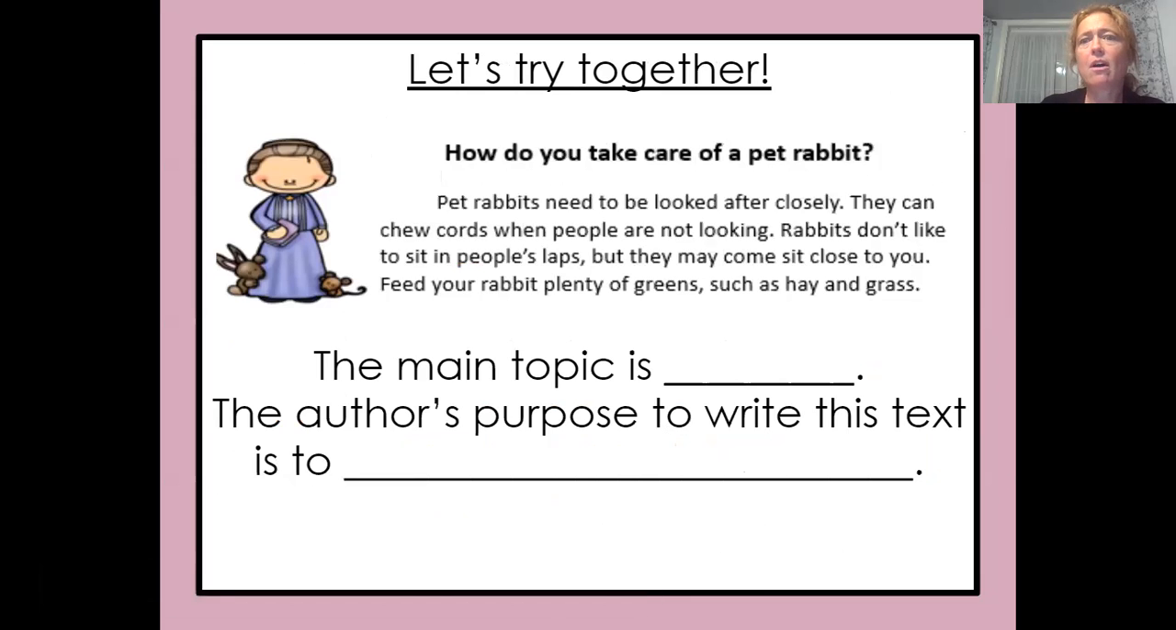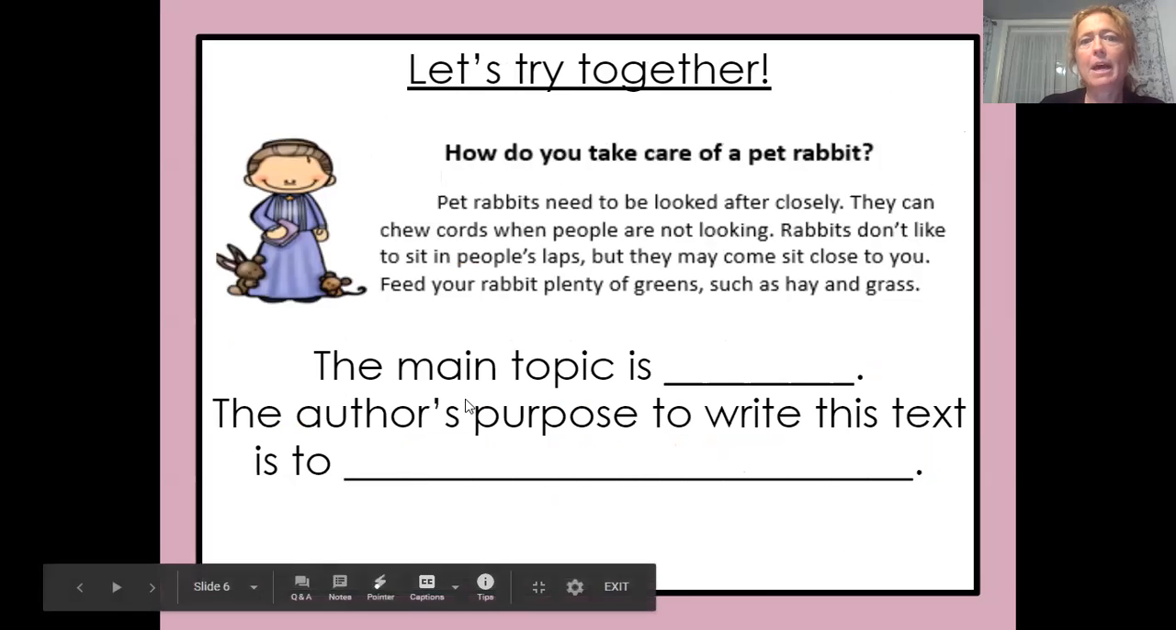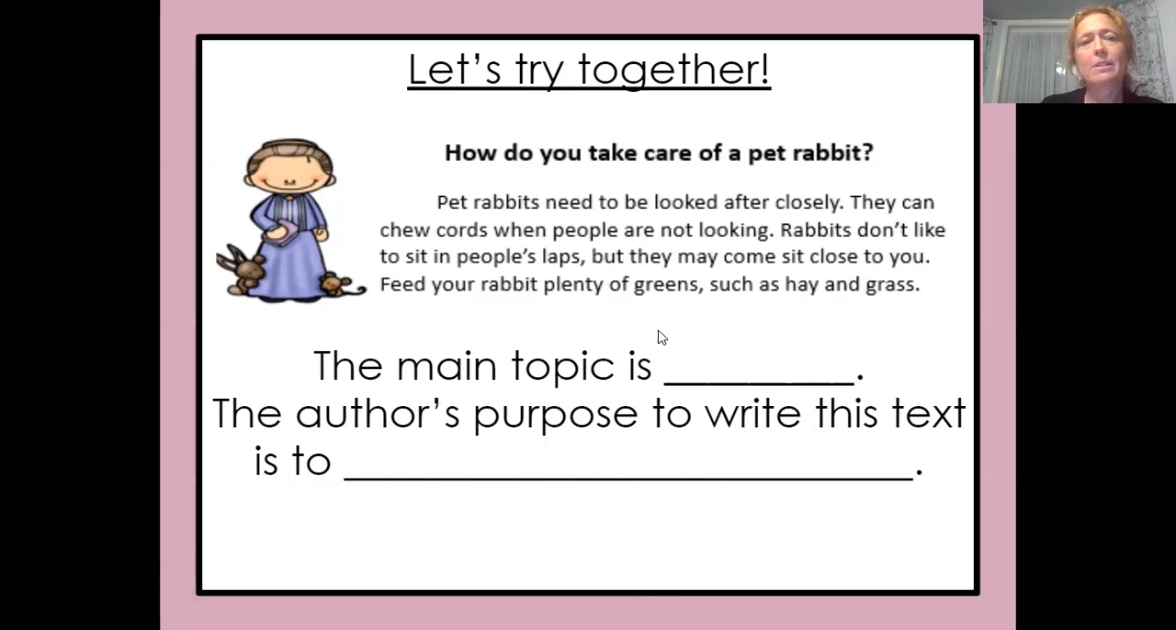How do you take care of a pet rabbit? Pet rabbits need to be looked after closely. They can chew cords when people are not looking. Rabbits don't like to sit in people's laps, but they may come sit close to you. Feed your rabbit plenty of greens such as hay and grass. The main topic is how to take care of your pet rabbit.